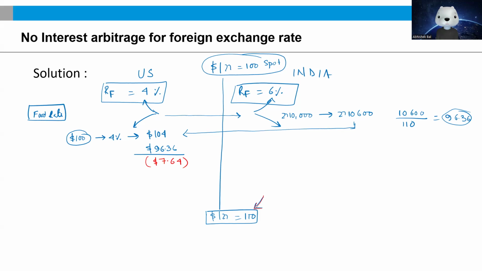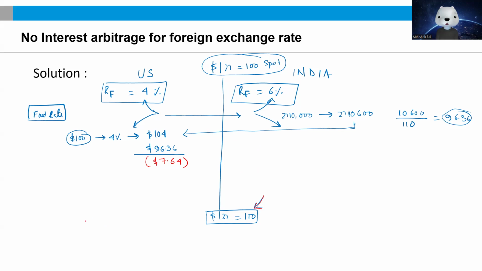Let's assume that indeed your anticipation is 110, and let's also understand that indeed it is 110, 1 year down the line. What if I do the reverse thing? That means I borrow from India and invest in the US. Could I do that? Yes, I could do that, right? So how do I do it?